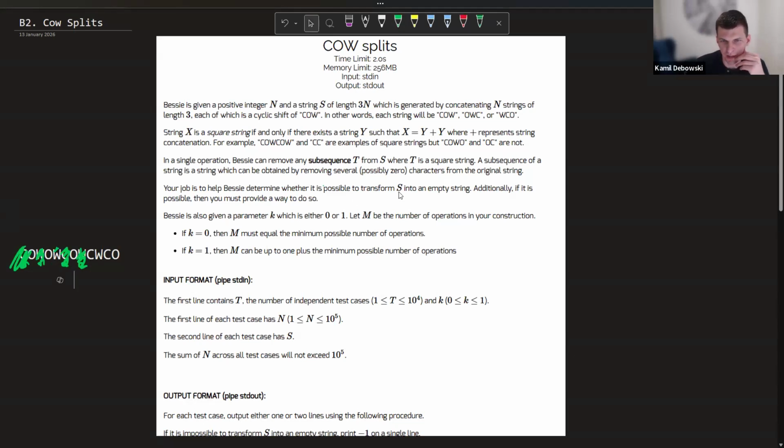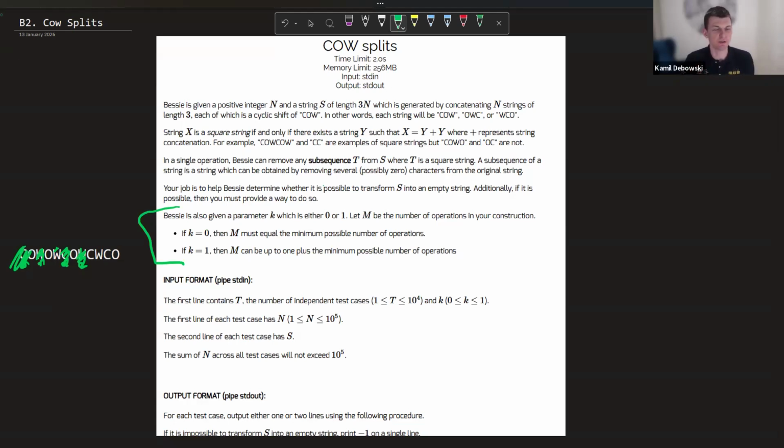We need to transform S into the empty string. So we need to keep removing some subsequence until the string is empty. And we need to output the optimal way to do it, so the minimum number of operations. And there is this extra complicated thing which says that in some tests, you don't need to be optimal. You can do one extra operation.